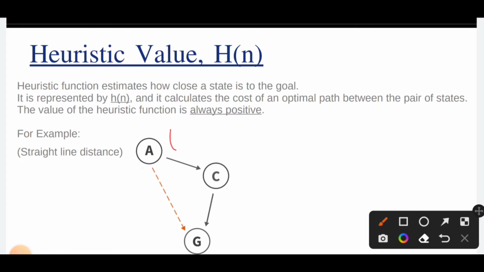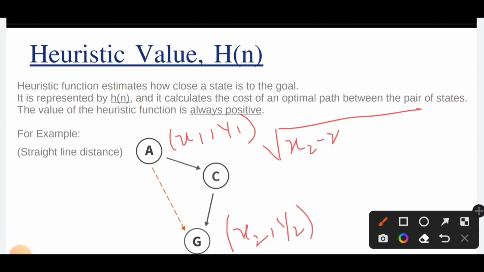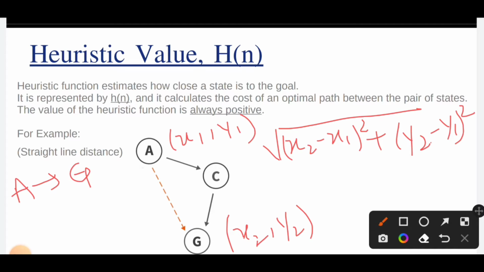For example, A has coordinates x1, y1. Similarly, G has coordinates x2 and y2. Through straight line distance, with the help of this formula, square root of (x2 minus x1) whole square plus (y2 minus y1) whole square, we can easily find the Hn value of A to G. Similarly for C to G: if we know the coordinates of C and G, we can easily find the Hn value.